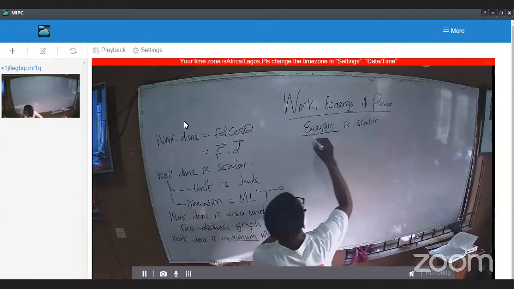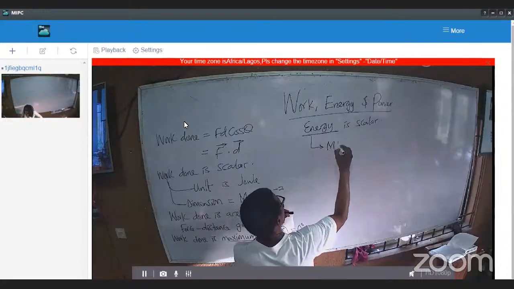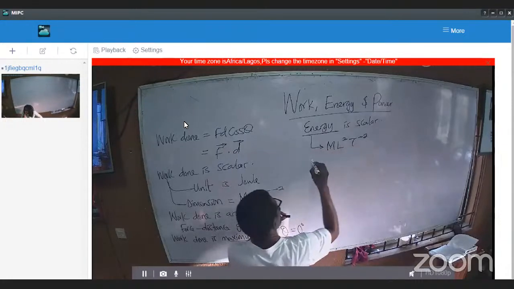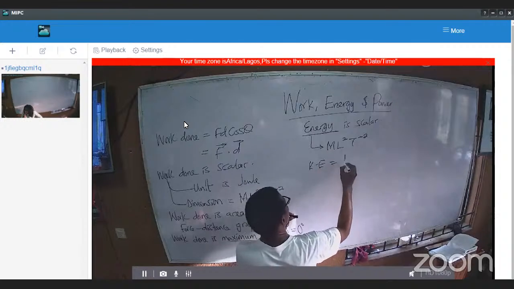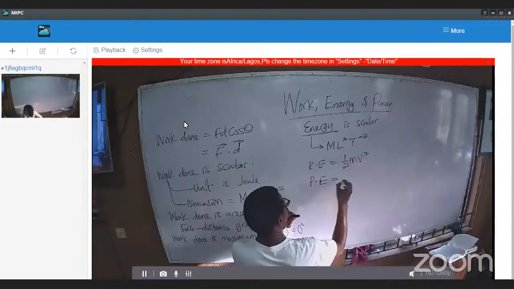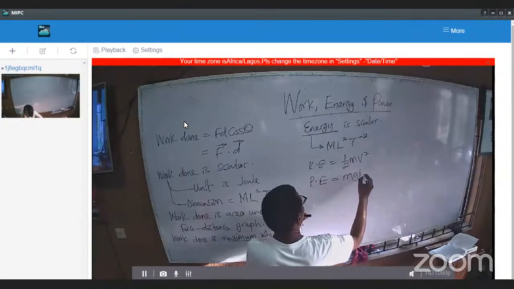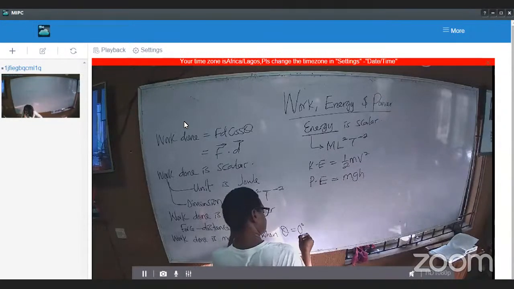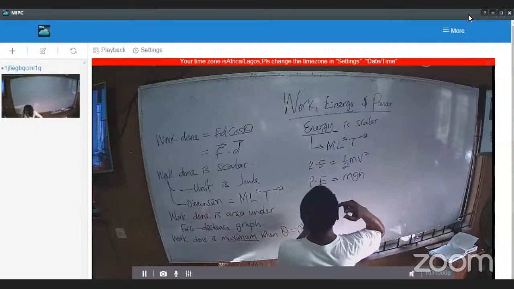So, energy is scalar. Energy dimension is ML squared T minus 2. Kinetic energy is half mv squared. Then we have potential energy, PE, mgh. And then we have so many forms of energy. We're not going to start writing them now.